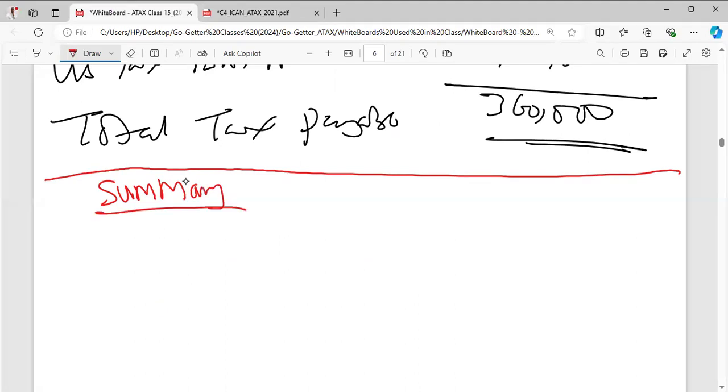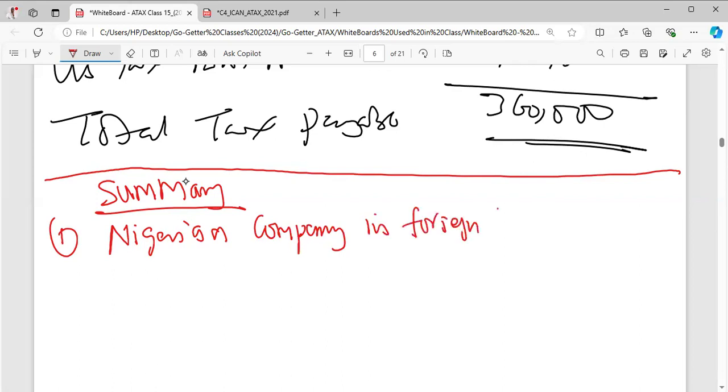Summary. One, Nigerian company in foreign land earning foreign income.